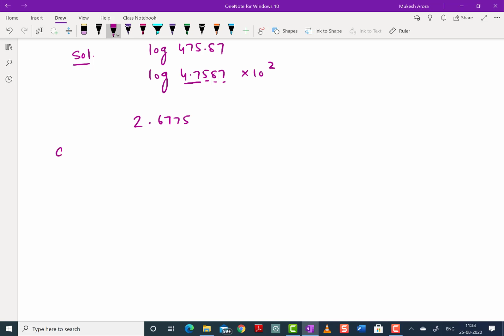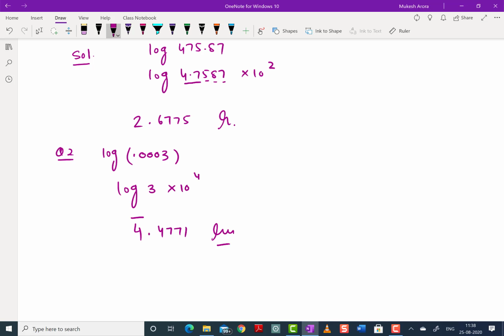So question 2 is log of 0.0003. We write it as log of 3 into 10 raised to the power minus 4. So the characteristic is minus 4 point, and log 3 means log 30 is 477. We have to find the number.